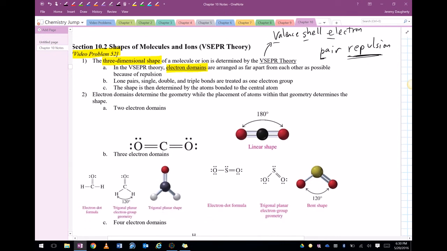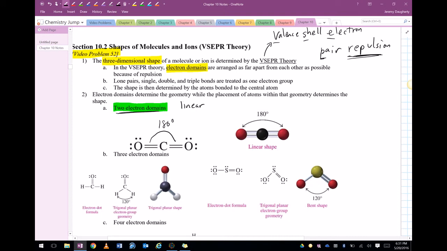So here, take a look at CO2. Now, again, we're looking at electron domains. So if we have two electron domains, the atoms want to get as far away from each other as they can in order to minimize that repulsion. As far away as they can get is 180 degrees. So anything that has only two electron domains is always going to be 180 degrees away from each other. We call this electron domain geometry linear.